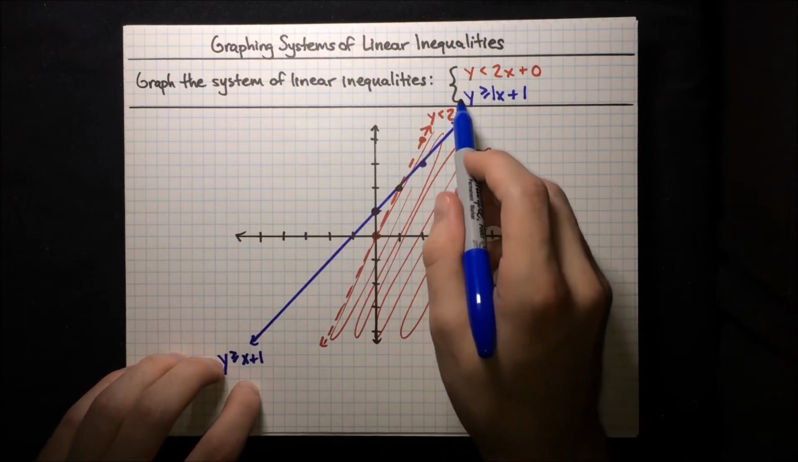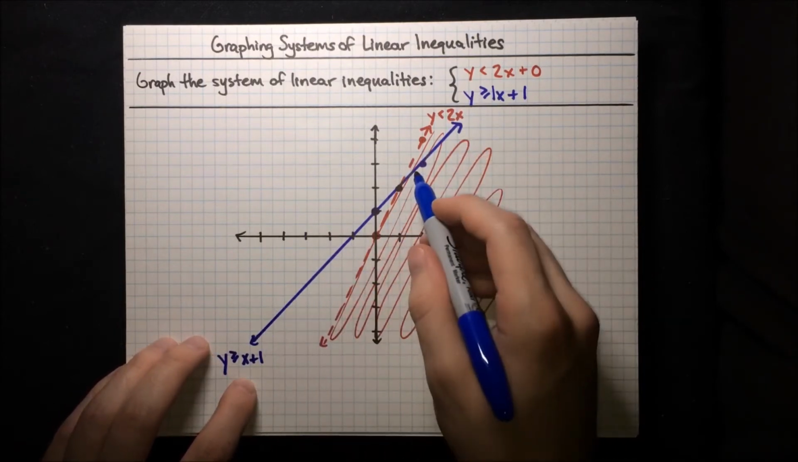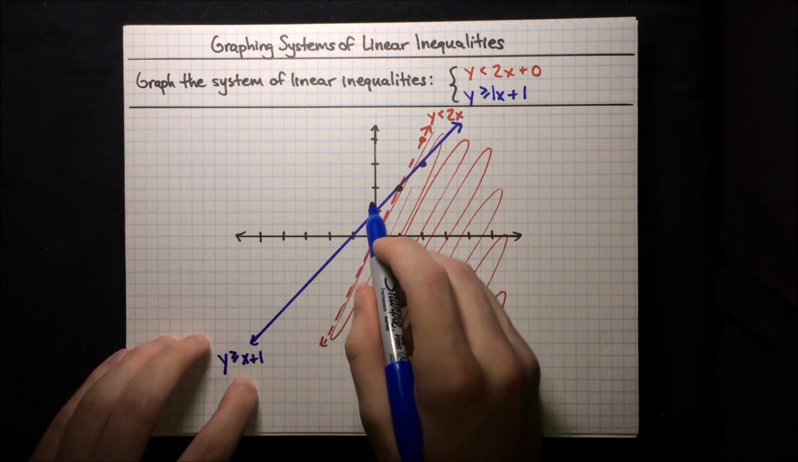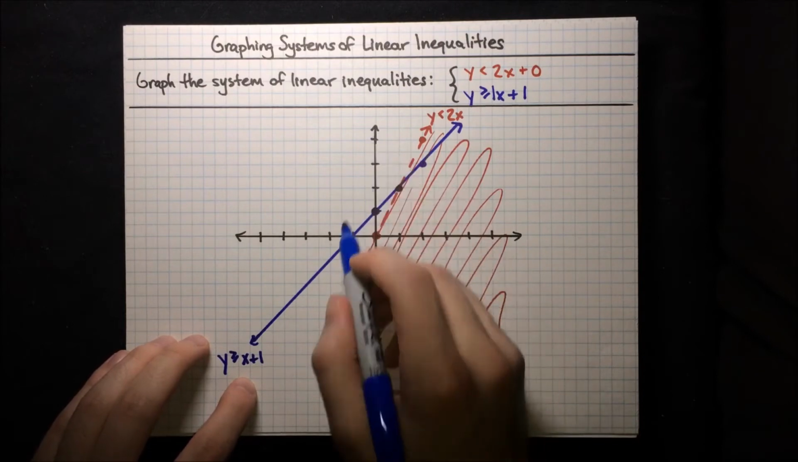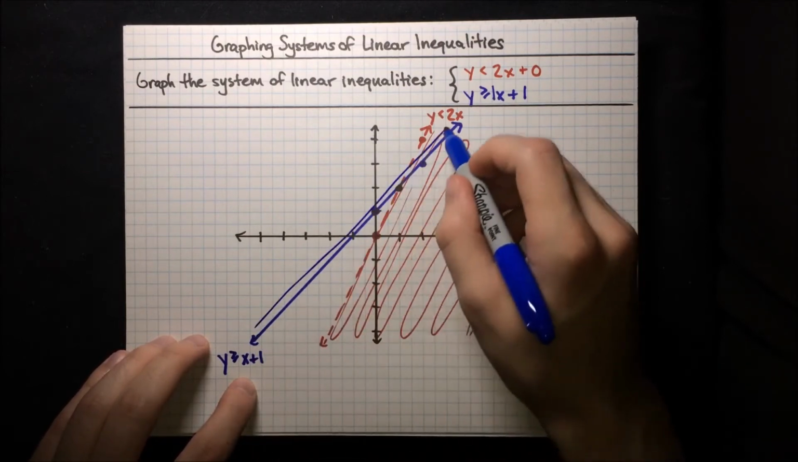Well, now y is greater than x plus 1. This is the line y is equal to x plus 1, so we want y above this line. We want y to be more positive than this line. So above this line over here, and we'll just go ahead and shade that here.